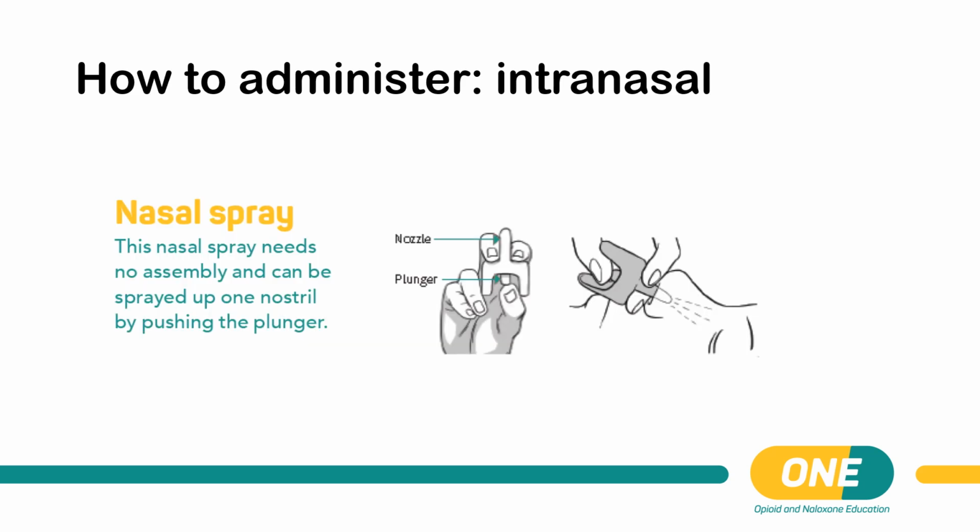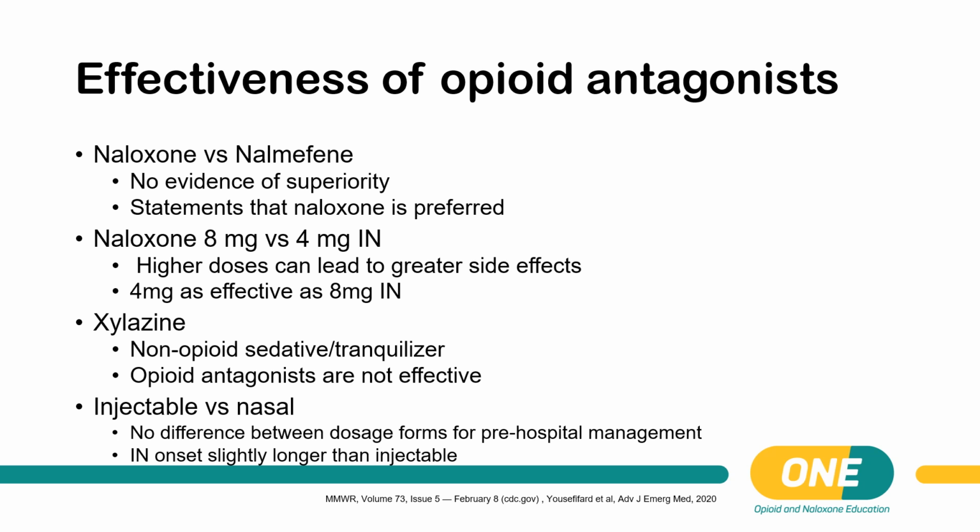Here's a quick picture on how to administer the intranasal nasal spray. And again, this is for pretty much all of the intranasal opioid reversal agents that we have out there. You have the nozzle and you have the plunger, and all you do is press up on the plunger and then the spray goes through the nozzle to deliver the dose in the nostril. So now we're going to look at the effectiveness of the two different opioid antagonists that we have available, naloxone versus nalmefene.